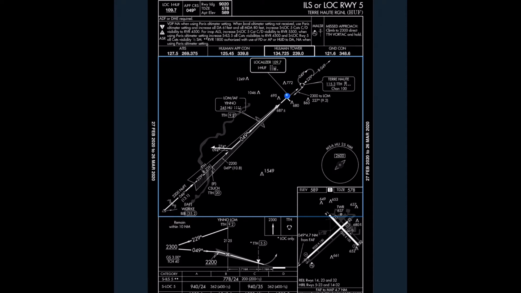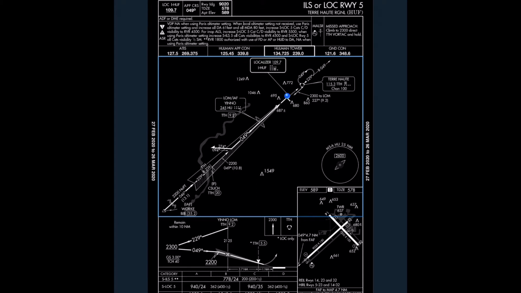So if we're using the ILS, all category minimums for the RVR is 2,400. If we do not have the Paris altimeter setting, we're also going to increase our RVR to 4,500, on top of the increase of our minimums of 61 feet. So we'll have to increase our decision altitude by 61 feet, and also increase our RVR by 2,000 feet, to get us up to 4,500 feet RVR.